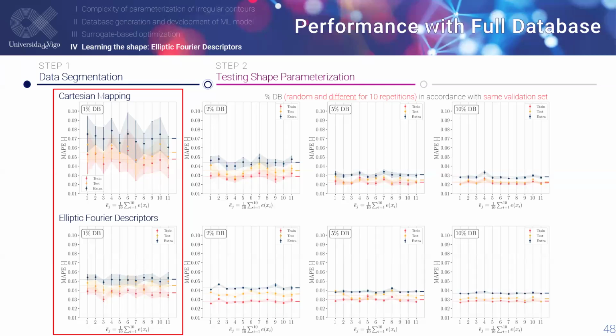As you can see there, the 10 points on the x-axis were different trainings of the model. The Cartesian mapping is not very robust and was really dependent on which fins were included in the training dataset, which is also a question you might be thinking about that I'll get to afterwards. Whereas the elliptic Fourier descriptors weren't so dependent on the amount of information you give them for training, and using only 1% of the database was enough to be more robust than the Cartesian mapping.